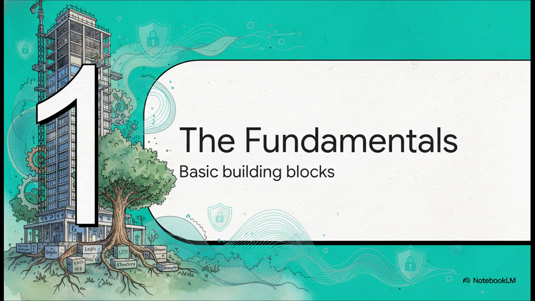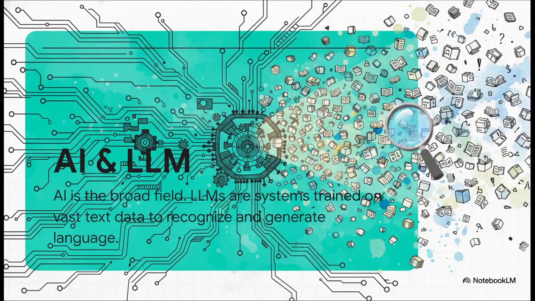Okay, part 1, the fundamentals. Look, you can't build a house without a solid foundation, right? So let's make sure we have these core ideas down cold. First, let's zoom out. You hear the term AI, or artificial intelligence, everywhere. That's the huge umbrella term for making machines smart. But for what we're doing, we're almost always talking to something more specific, a large language model, or LLM.